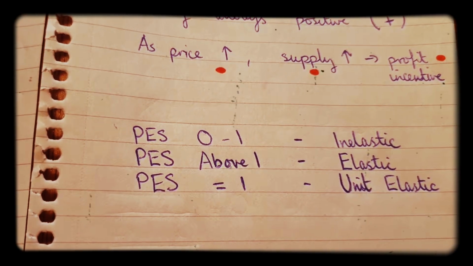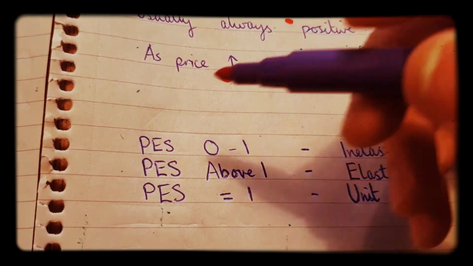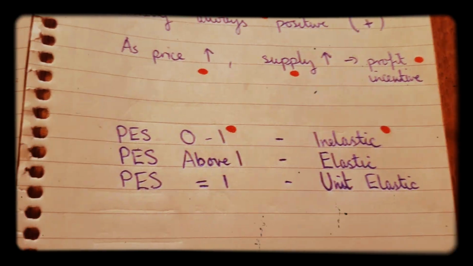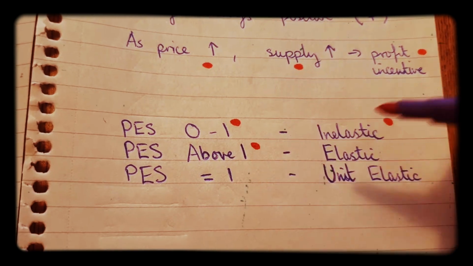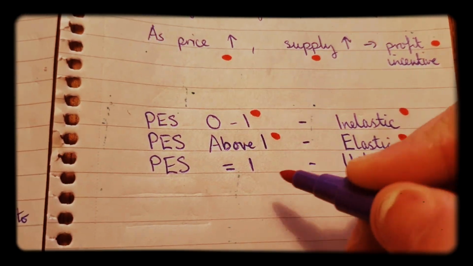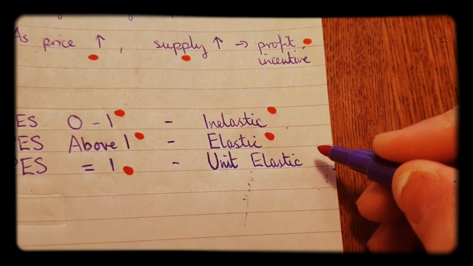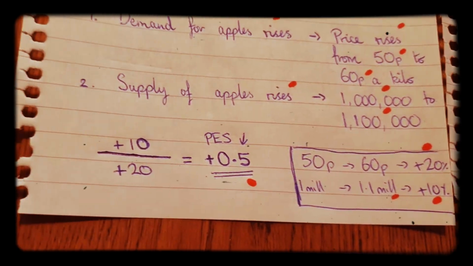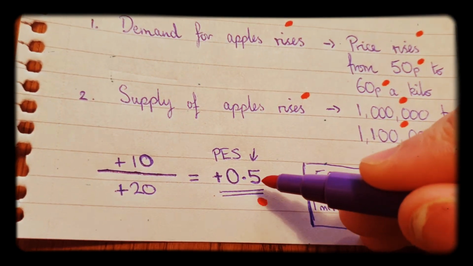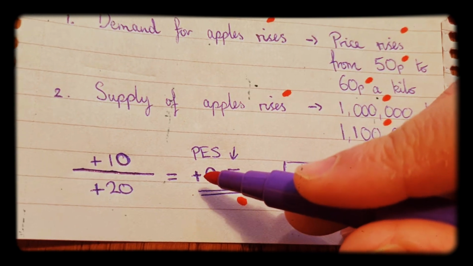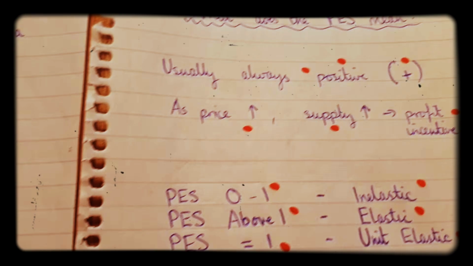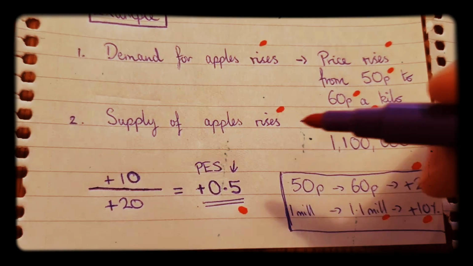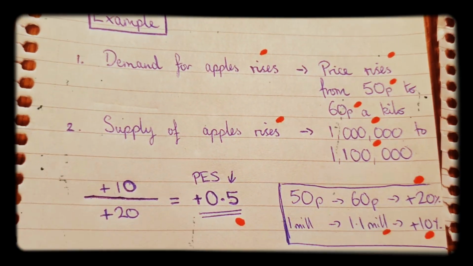So we can look at the figures in more detail. When the PES is between 0 and 1, this is called inelastic supply. If the PES is above 1, this is called elastic supply. And if the PES is equal to 1, this is unit elasticity. Going back to our calculation, plus 0.5, it was positive as we expect because it's PES, and it's between 0 and 1. So that means the supply of apples in this case was inelastic.